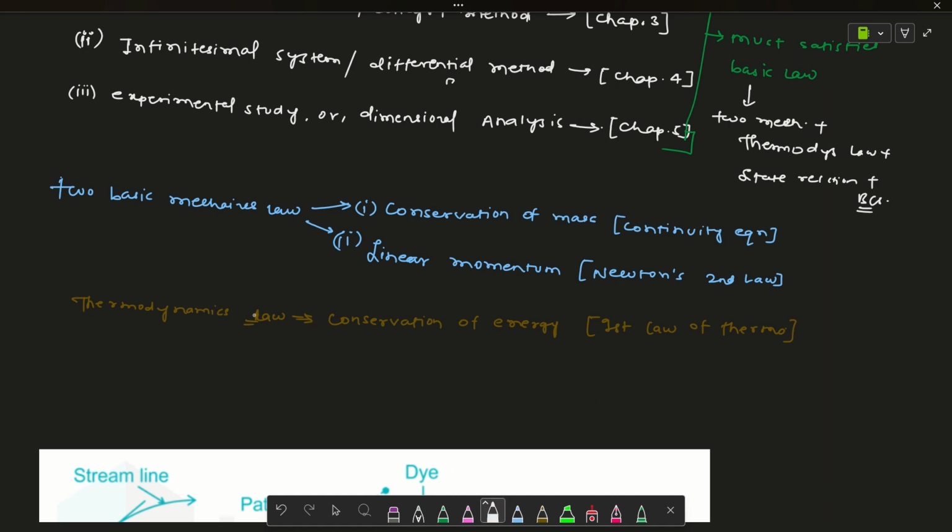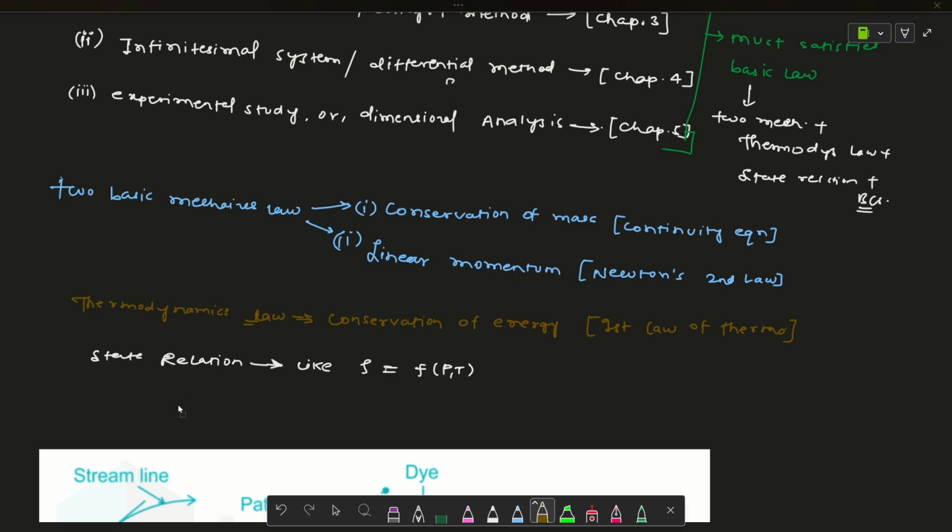Okay, the third one is state relation. This is for both liquid and gaseous fluids, but most probably we are going to use this for the ideal gas equation. Here density is a function of pressure and temperature. So this one is the state relation law.